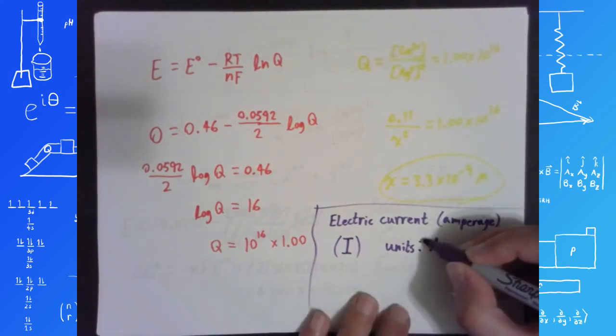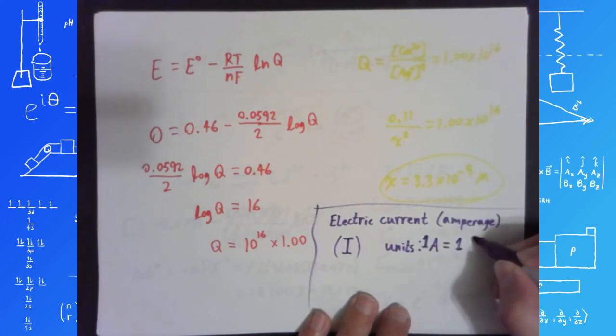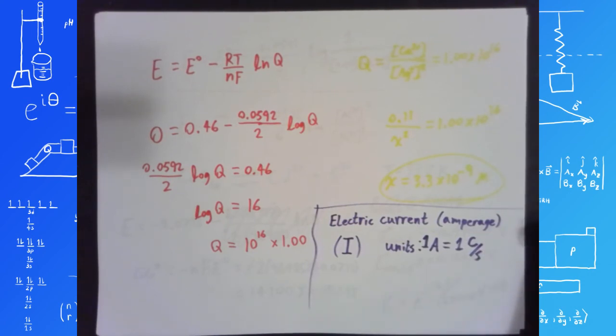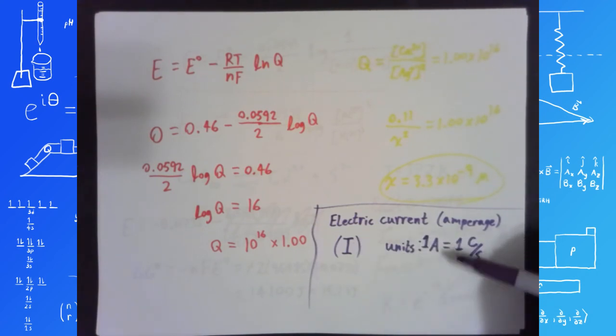And an ampere, 1 ampere, is equal to 1 coulomb of charge per second. So if you know how much time has passed while running a given current, you can figure out how many coulombs of charge have been run through your electrolytic cell.